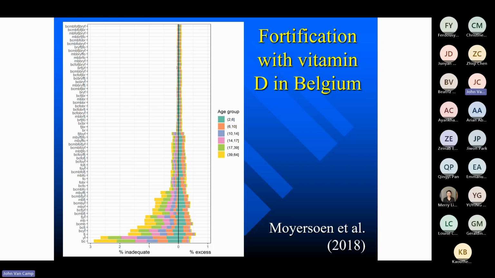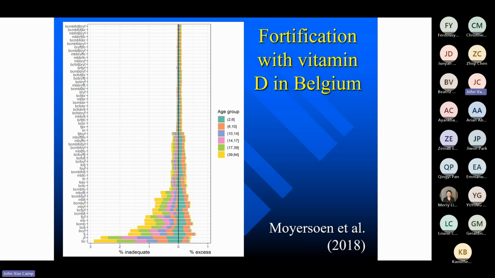If we take the bottom as a first case, BC on the left side here means breakfast cereals. So it means if we would fortify all the breakfast cereals in Belgium with vitamin D, then you see that the majority of the target groups, all the colors are linked to age groups, is still deficient. So it means that breakfast cereals is probably not the ideal matrix because not many people are really consuming it.